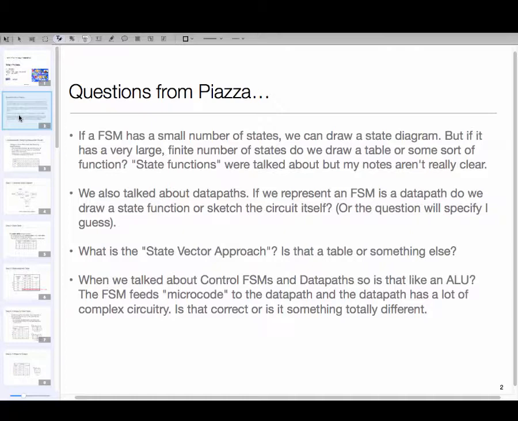Data path. So for data path, the way we do it is we again write the next state function and the output function, but we wrote it in that kind of a pseudocode type fashion. And of course, as a fourth one, you can write Boolean expressions corresponding to the next state and the output functions.